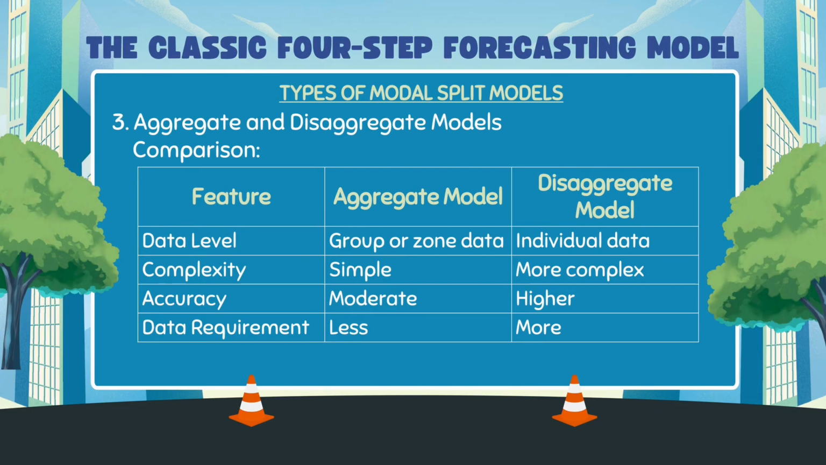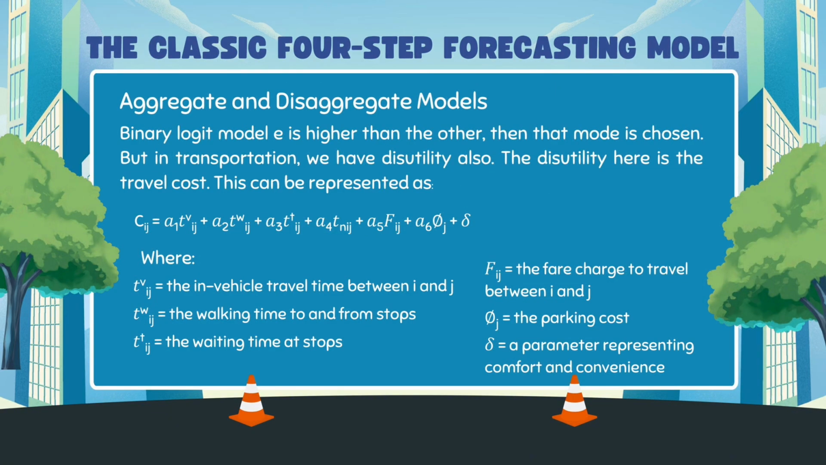And the last one is the data requirements, which for the aggregate model is lesser compared to the disaggregate model. In terms of the data level, the disaggregate model uses individual data, so it is actually the opposite. In terms of complexity, it is more complex than the aggregate model. But in terms of accuracy, it is much higher than the aggregate model, and the data requirements are also greater. So we have here the binary logit model.